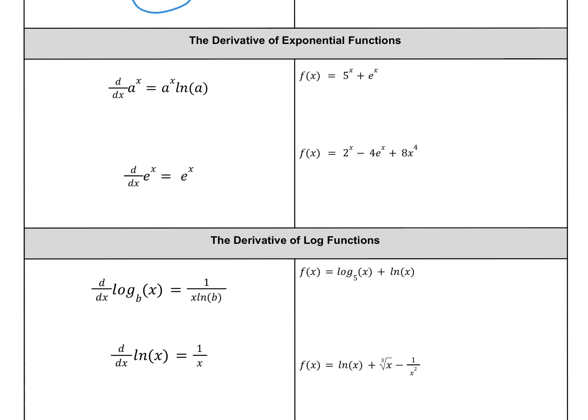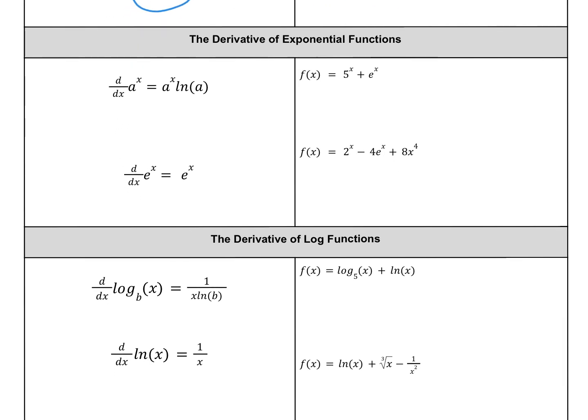Okay, derivatives of exponential functions. So the derivative of a to the x, or some number to the power, is that same thing times ln of the a. So I like to put this in words. This is same as the original times ln of the base, right? When we have an exponential function, a is the base, x is the exponent. And then e to the x, the derivative of e to the x is just e to the x, or in other words, the same thing as the original.